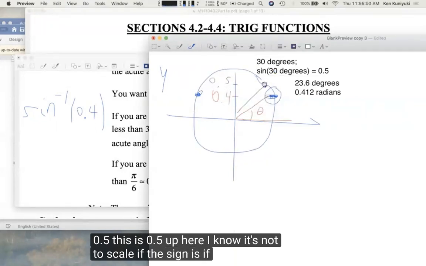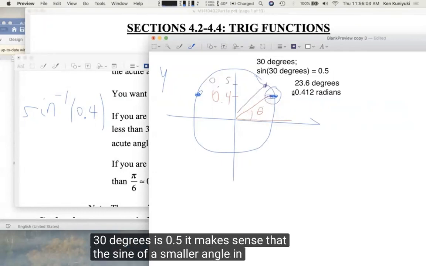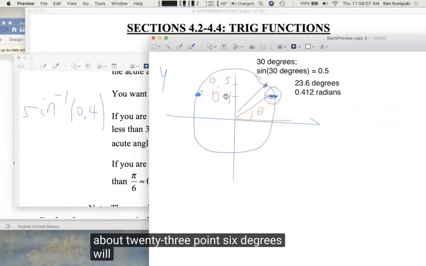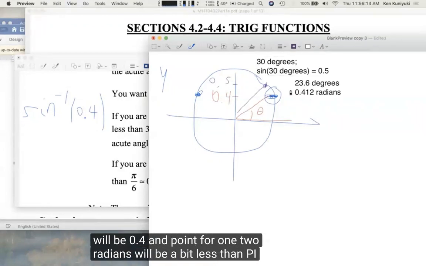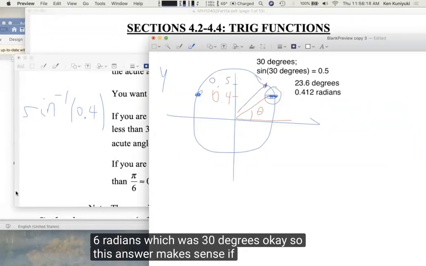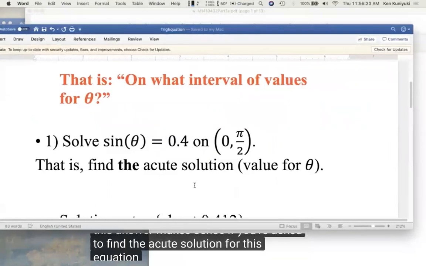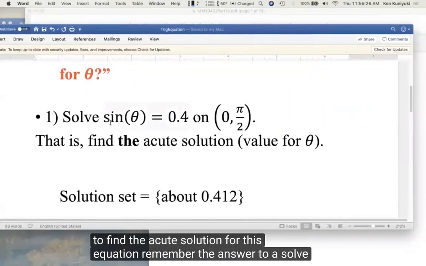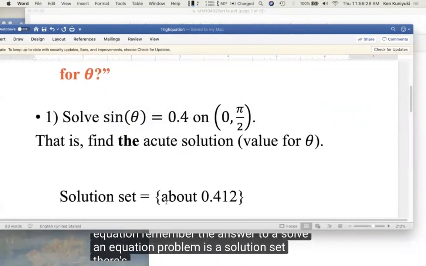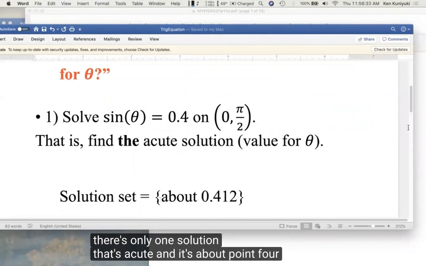If the sine of 30 degrees is 0.5, it makes sense that the sine of a smaller angle, in this case about 23.6 degrees, will be 0.4. And 0.412 radians will be a bit less than pi over 6 radians, which was 30 degrees. Okay, so this answer makes sense. If you're asked to find the acute solution for this equation, remember the answer to a solve an equation problem is a solution set. There's only one solution that's acute, and it's about 0.412 radians.